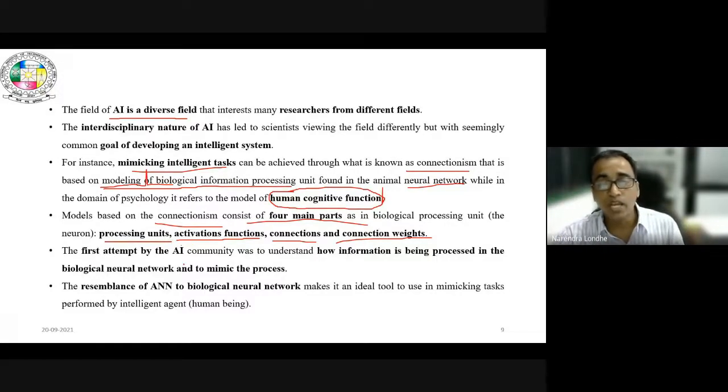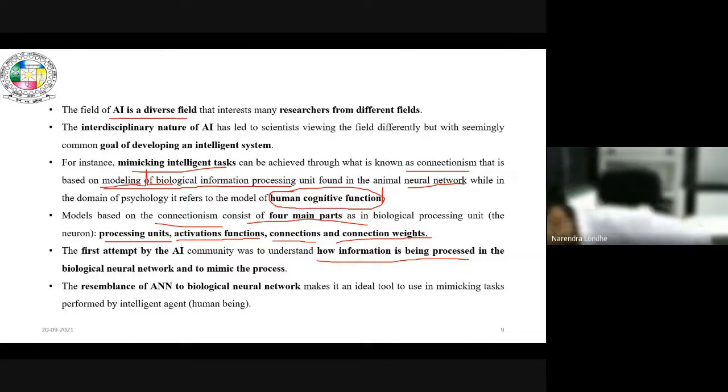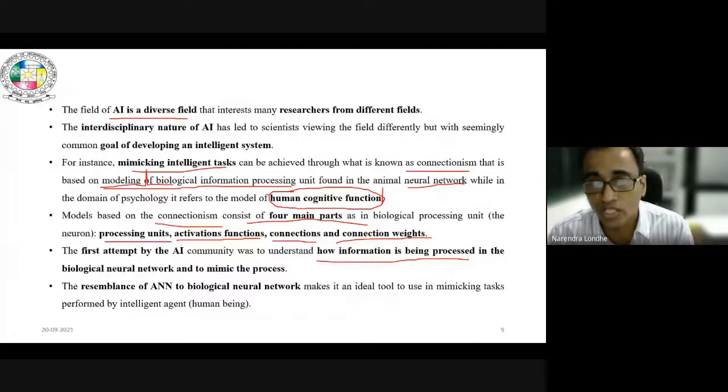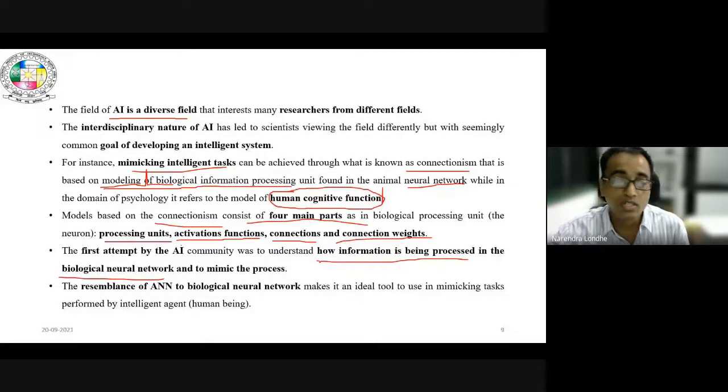The first attempt of the AI community was to understand how information is being processed. This is very important, right? And if you look at the engineers, mainly those working in this area, from electrical, computer science and IT industries, they are majorly working on this part. Okay, they are trying to see that the information is processed successfully, and how you can train your network to mimic the process. That is exactly the important part of your system.